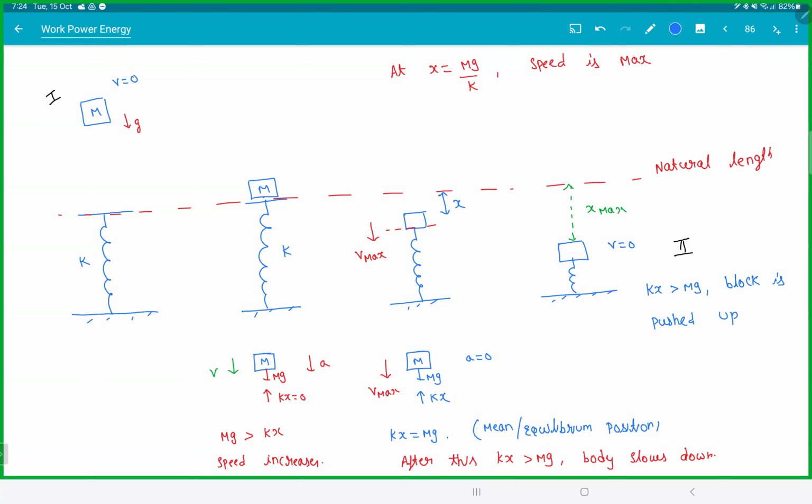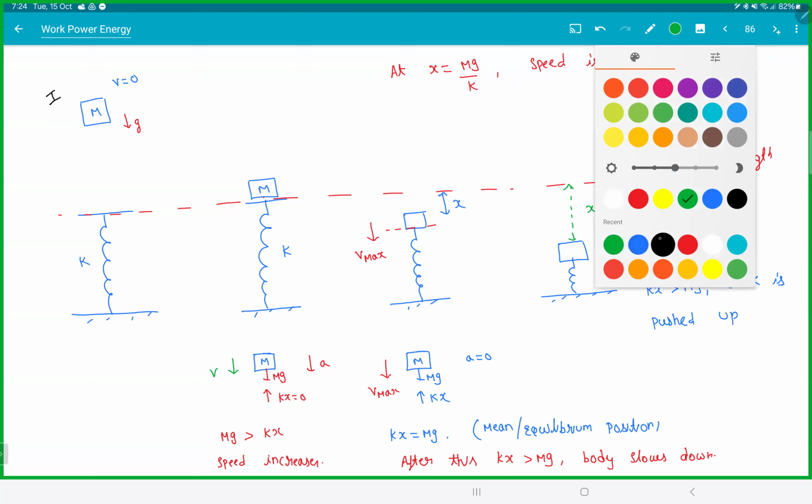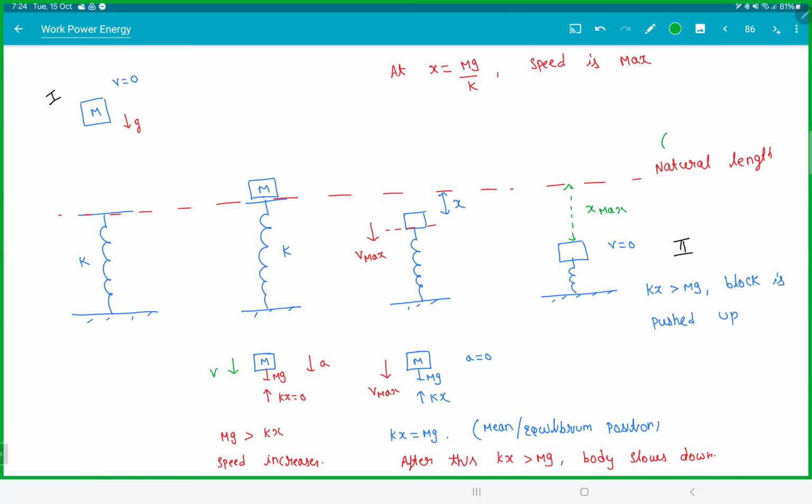So we have to conserve energy between state 1 and state 2. State 1, I will take my natural length as the reference line. State 1: gravitational potential energy mgh, this height was h. Spring potential energy 0. Kinetic energy 0. State 2: gravitational potential energy minus mgx, I'll just write x. Spring potential energy half kx square. Kinetic energy 0.